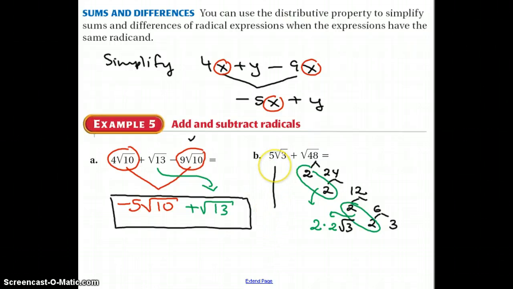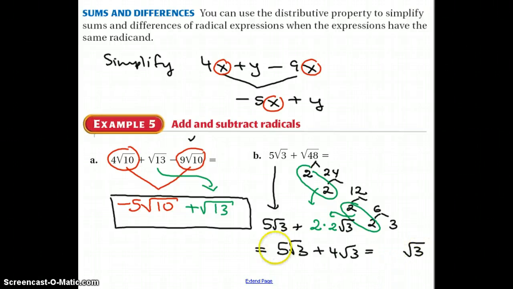My first term that had 5 radical 3 didn't change. So I have 5 square root of 3 plus 4 square root of 3. Now, because they both have the same radical, square root of 3, I can combine them together. It's going to stay as radical 3, and what's going to change is the coefficient. So 5 plus 4 is going to give me 9. So my final answer for part B will be 9 square root of 3.